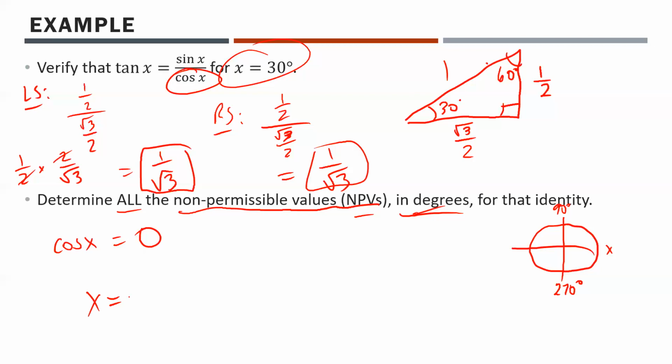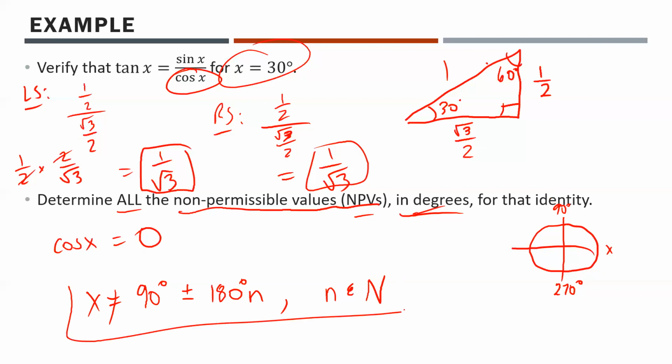Bottom line is x cannot equal 90 degrees plus or minus 180 degrees times n, where n is an element of the natural numbers. In other words, what this is saying is x can't be 90 degrees plus or minus any multiple of 180. So whether you went 180 once or twice or 3 times or 4 times, whatever, as long as it's any natural number, that's what it can't be. That's kind of a weird thing. If you need any help with that, please let me know, but it's not the important thing from all of this.